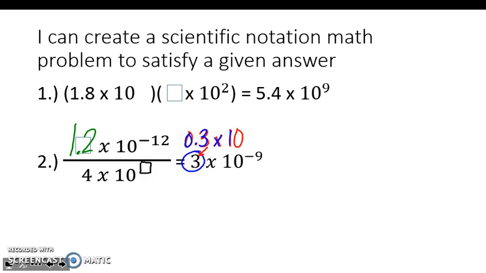Okay, so now we're going to find out what they would have had to get -9. Okay, so we know that if they had 0.3 to change it to 3, they would have had to subtract 1 from this exponent to get -9. So what number would have to be on this 10 in order to subtract 1 and get -9?